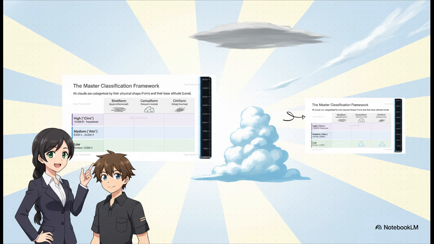The Latin roots are the secret here. They tell you the shape. Stratiform means it's layered and horizontal. Cumuliform means it's heaped up and vertical. And cirriform means it's wispy, almost hair-like. We then take those shapes and intersect them with high, medium, and low altitudes. It's like a giant puzzle.